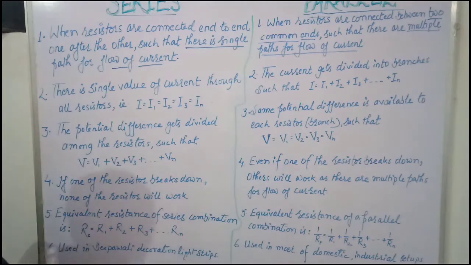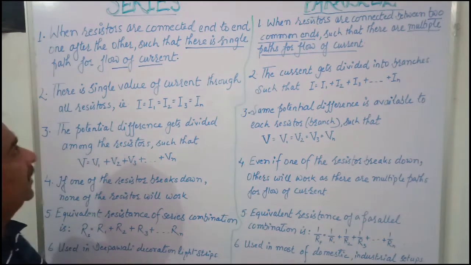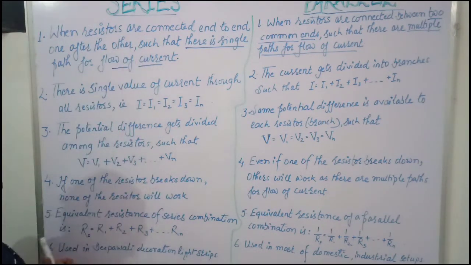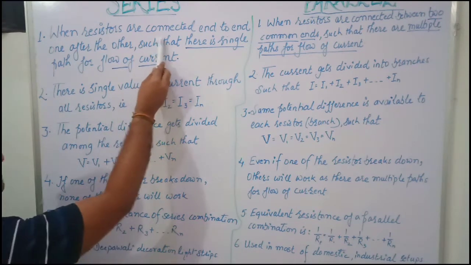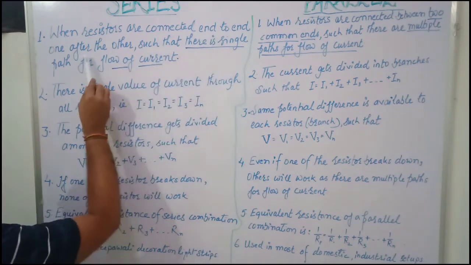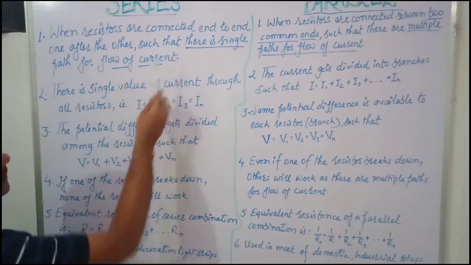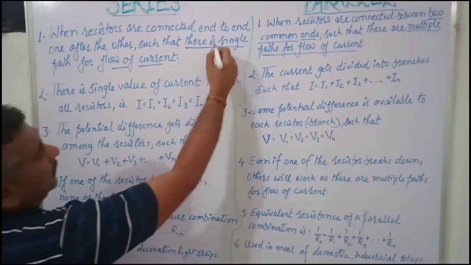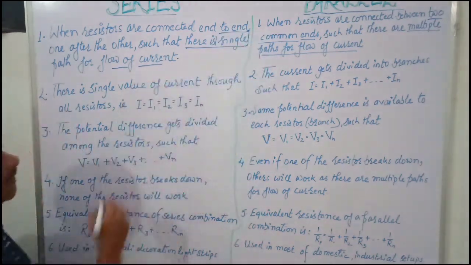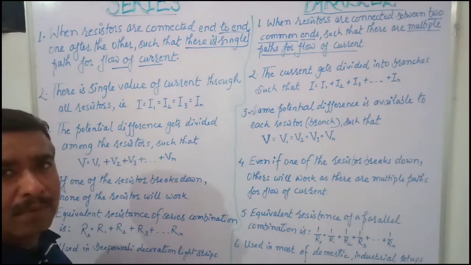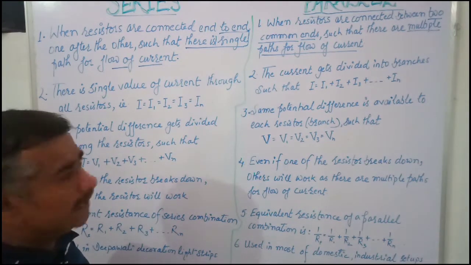Right, now the first point of difference is always the definition. Now, what is the series combination of resistors? When the resistors are connected end to end, that means one after the other, such that there is only a single path for flow of electric current, then this type of combination of resistors is known as the series combination.